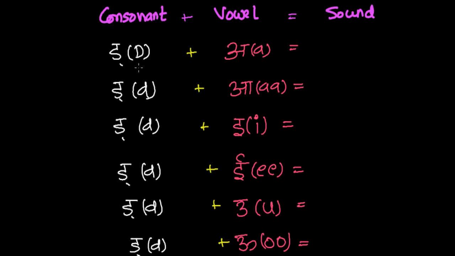Just like the 12 different sounds of T we learned in the previous video, created by joining the consonant letter T, that is ta in Hindi, with the 12 different vowel sounds, we produced the 12 different consonant-related sounds. Now we're going to combine D with the 12 vowel sounds and see how the result turns out.